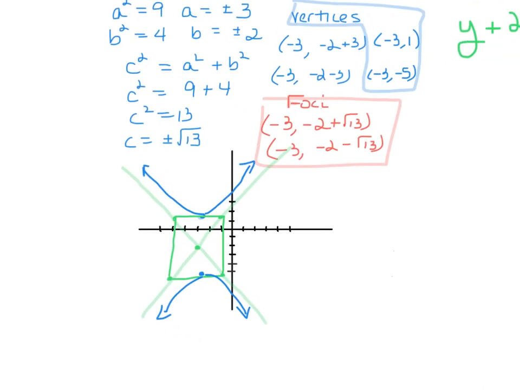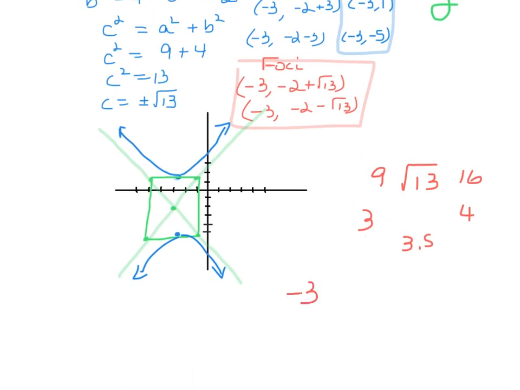So again, we can approximate the square root of 13. Square root of 13 would be between 9 and 16, which is 3 and 4. So let's say we approximate it to about 3.5. So if I just graph this one, and I do -2 plus 3.5, if I'm using that for the square root of 13, I would get about 1.5. So a little bit over my vertices, so really close to it. And then I could just put the other one that's equidistant and throw your focus points up there.